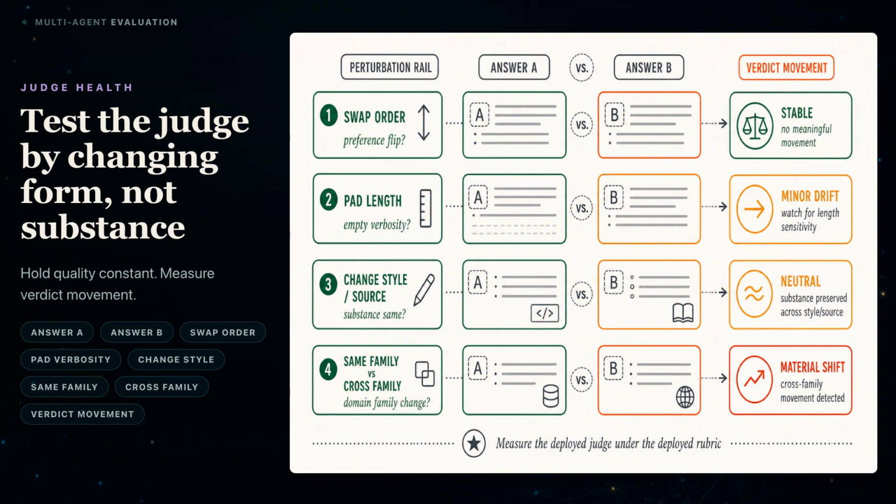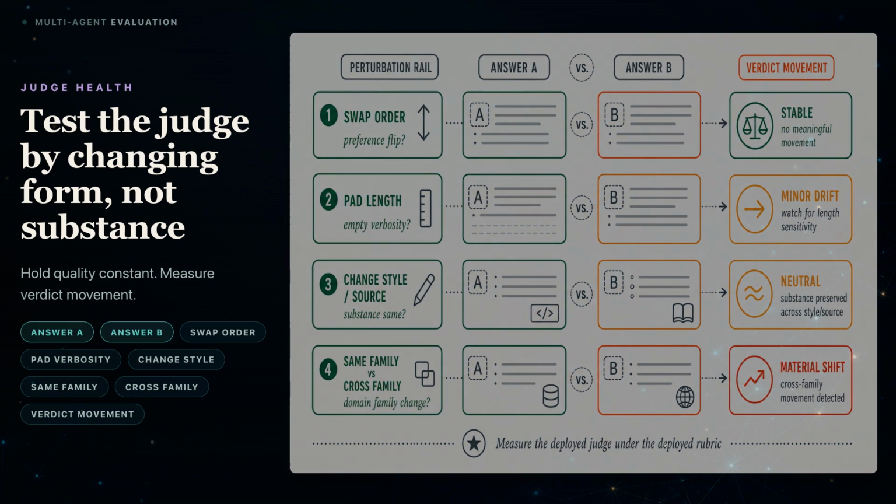Now test the evaluator itself. Present the same two answers in reverse order, and record whether the preference flips. Add irrelevant detail to one answer without improving its substance. Change style or claimed source while preserving content. Compare outputs from the judge's own model family with outputs from another family. The verdict should remain stable when quality remains stable. If it moves, that sensitivity is a judge health signal.